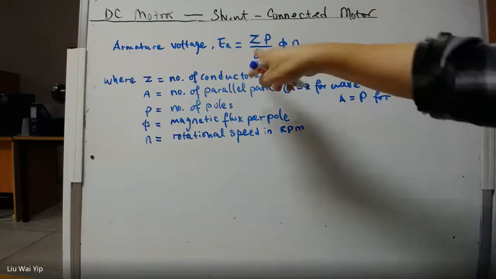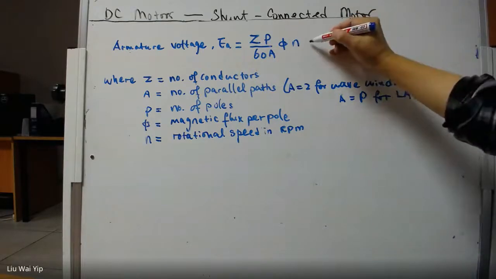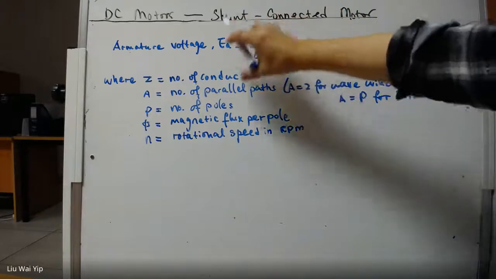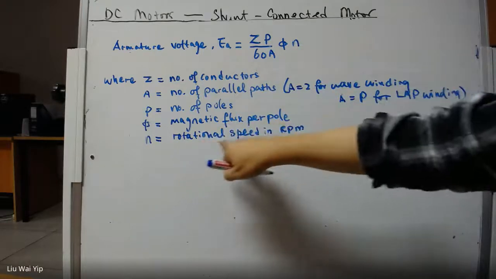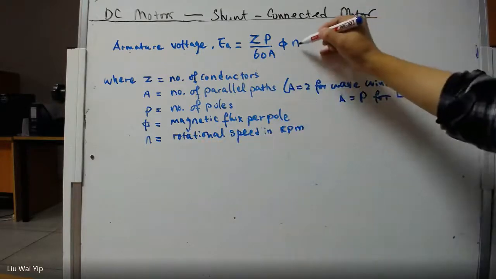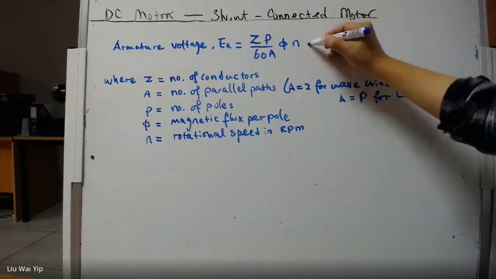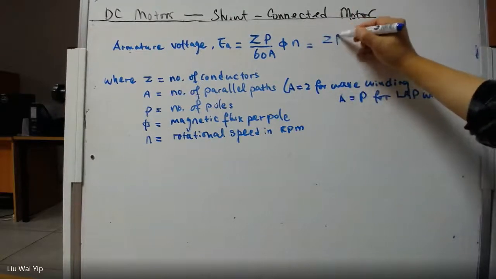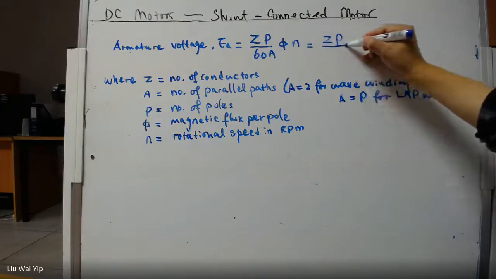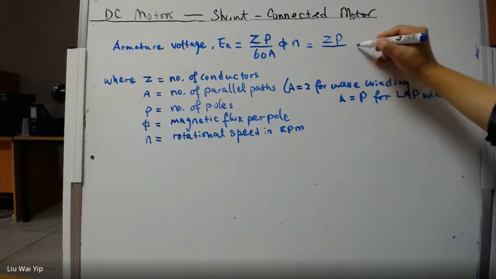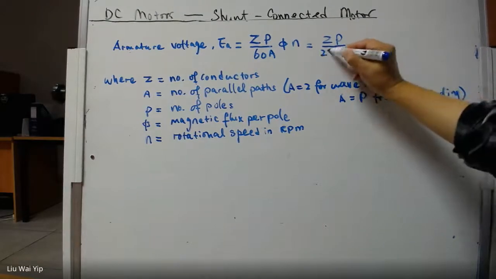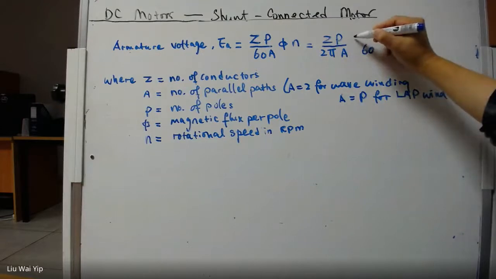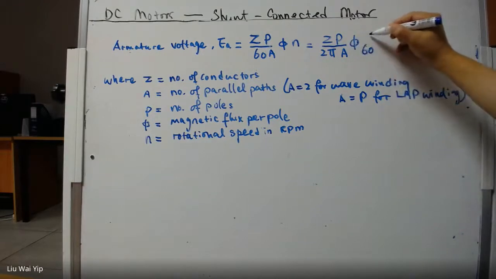And now I'm going to change the formula. Instead of expressing the armature voltage in terms of rotational speed n, can we convert this n into omega? I think the answer is pretty simple. What you need to do is move the 60 here, 60A, and then 2 pi, and then you put phi here, and then 2 pi n.